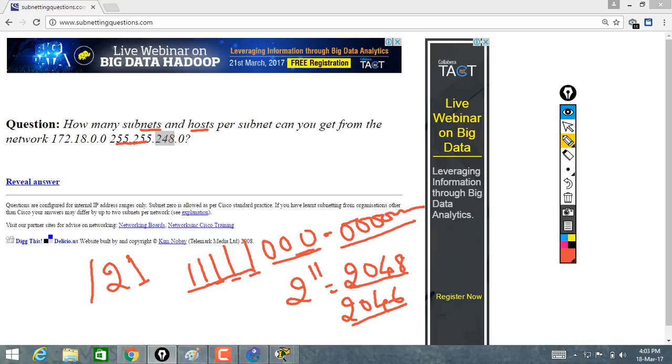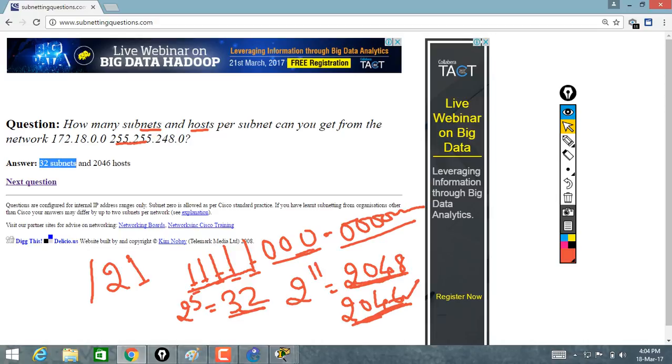Now let's see what they write in the answer. Actually, they have said hosts, so they must write 2048. If they ask for valid hosts, they must write the answer as 2046. And the subnets they have asked, how many subnets we can build through this subnet mask. There are 5 ones, so 2 raised to 5 will be 32. So we can build a maximum of 32 subnets, and the hosts will be 2048, and the valid hosts will be 2046. Let's see the answer.